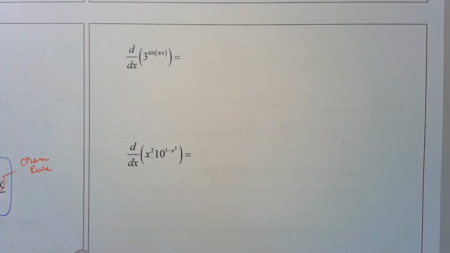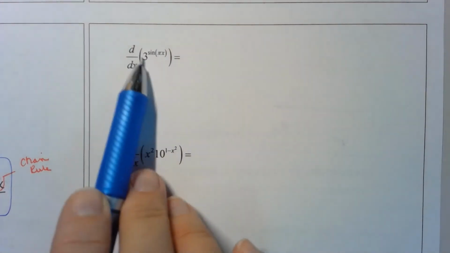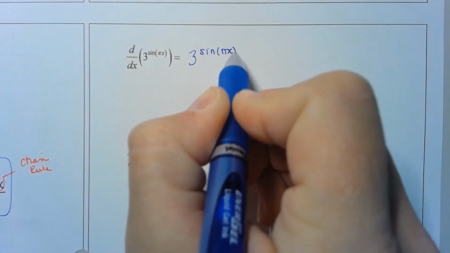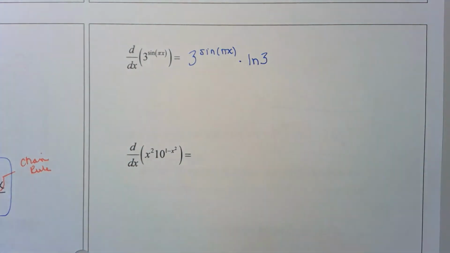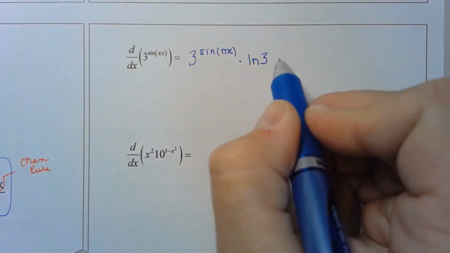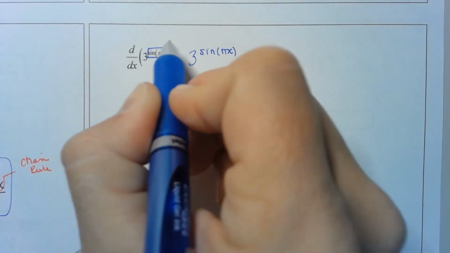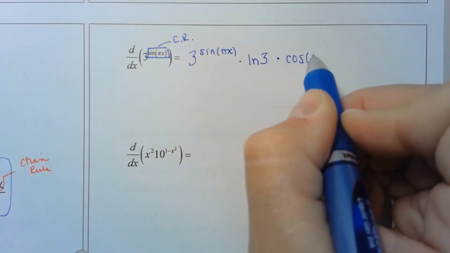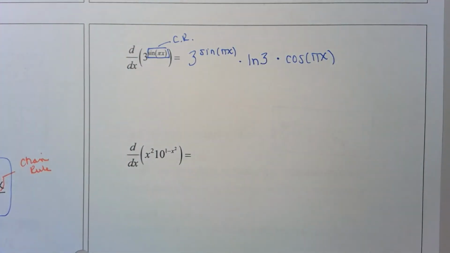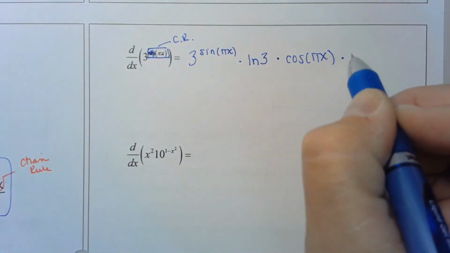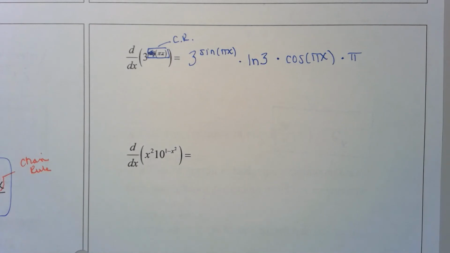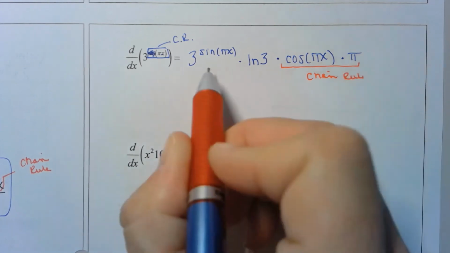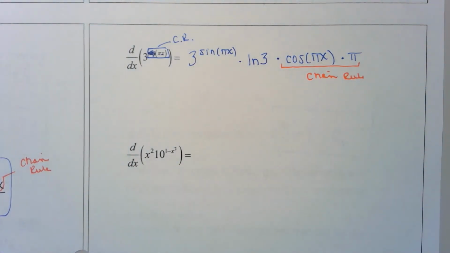D dx. Take the derivative of 3 to the sine of pi x. Overall, I have an exponential function, 3 to the, so I leave it alone, 3 to the sine of pi x times the natural log of the base. The chain rule says multiply by the derivative of the exponent. The derivative of sine of pi x is cosine of pi x. And then multiply by the derivative of its inside, which is pi. Right, so this right here is the chain rule. These other two pieces are just from the rule for the derivative.